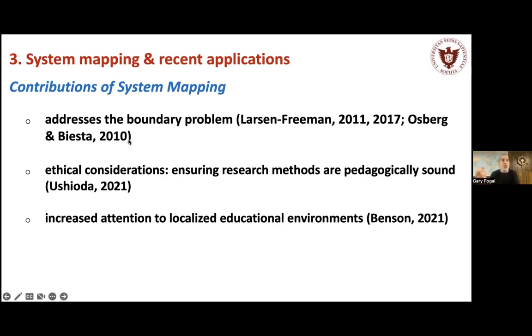Next, system mapping contributes to increased attention to localized educational environments. This attention to localized pedagogies comes at a time, I think, when many L2 education researchers are increasingly interested in exploring regional particularities rather than relying on universals or a one-size-fits-all approach. An outlook, I think, that pairs well with attempts to impact local education systems. So researchers interested in more localized, context-heavy studies might consider system mapping.